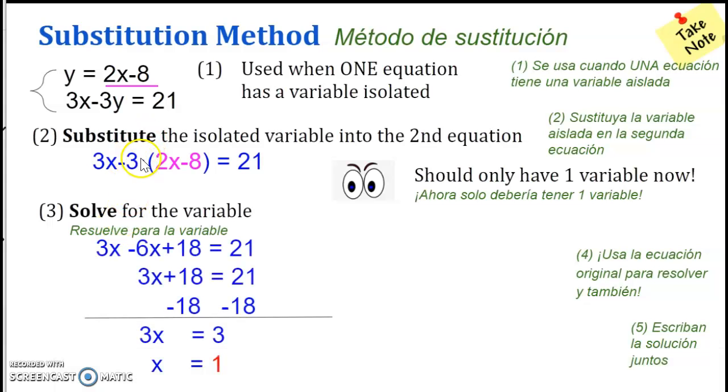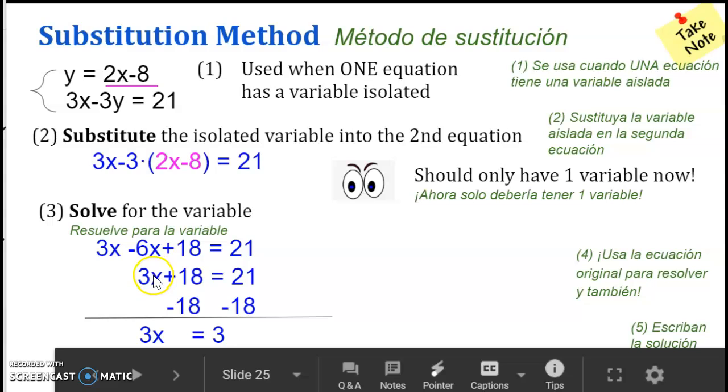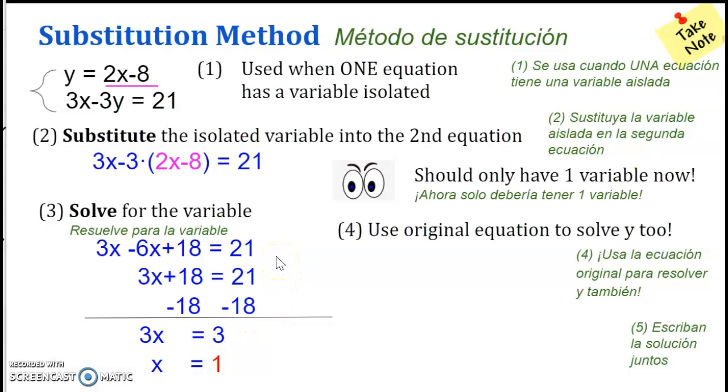You need to distribute by multiplying negative 3 to each of the terms inside. So negative 3 times 2x is negative 6x. Negative 3 times negative 8 is actually 24. That's a mistake. Okay, so plus 24 is equal to 21. So then 3x minus 6x, combining like terms, should leave me with negative 3x, and then 24 is equal to 21. Subtracting 24 from both sides should leave me with negative 3x equals negative 3. So divide both sides by negative 3, then you should get x to be negative 1.